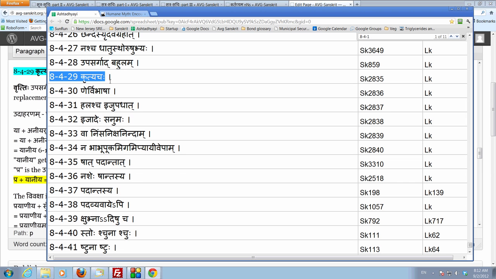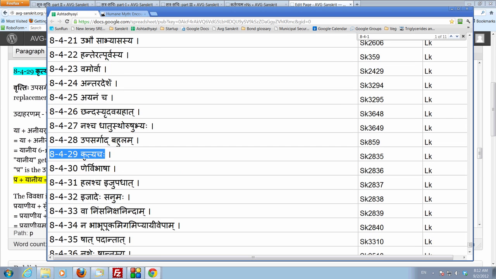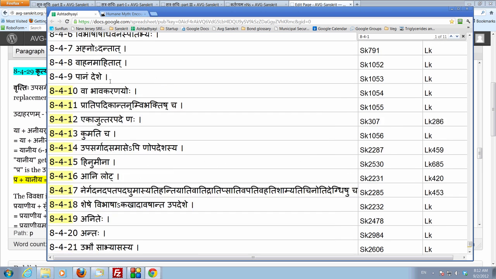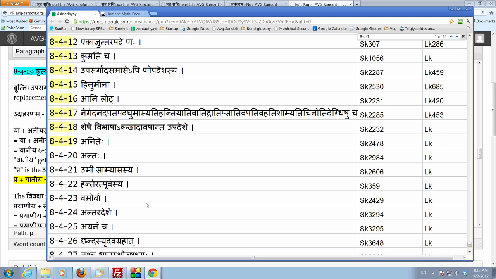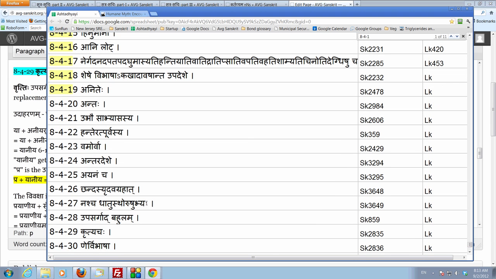Of course, we still have to ask ourselves why we could not just use sutram 842. 842 says At Kupvang Num Vyavaye Api. So why did this sutram not work in our situation? Why do we need 8429? We look at that question also.